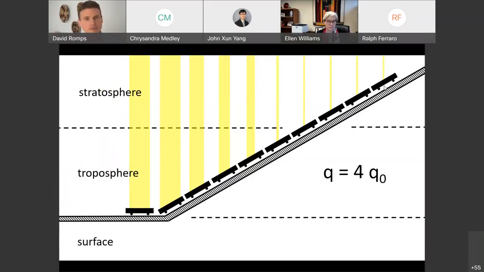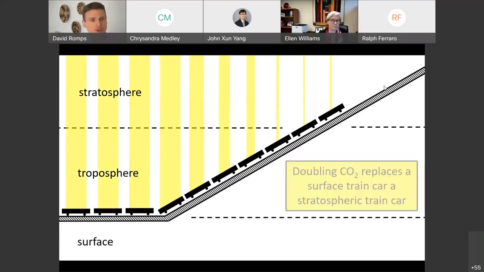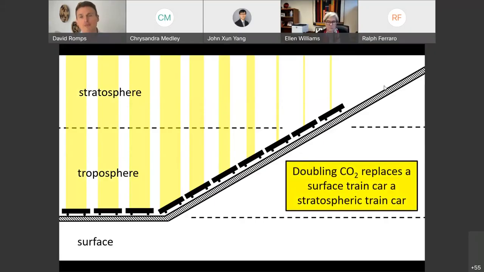Now, what's important to recognize here is that every time we double the concentration, we are effectively replacing a car at the surface with a car in the stratosphere. Yes, it's done by the train moving, but the end result is to take a car from the surface and move it into the stratosphere. Double again, I take a car from the surface and I move it into the stratosphere.